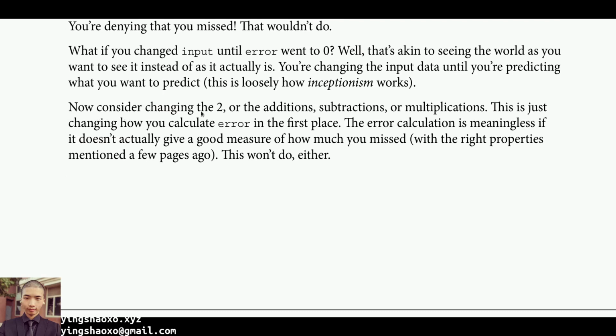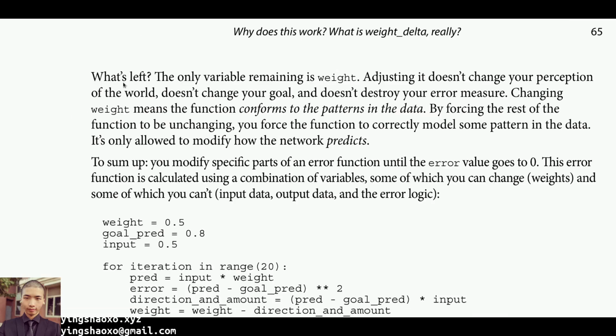Now consider changing the tool, or the additions, subtractions, or multiplications. This is just changing how you calculate error in the first place. The error calculation is meaningless if it doesn't actually give a good measure of how much you missed. What's left? The only variable remaining is weight. Adjusting it doesn't change your perception of the world, doesn't change your goal, and doesn't destroy your error measure.